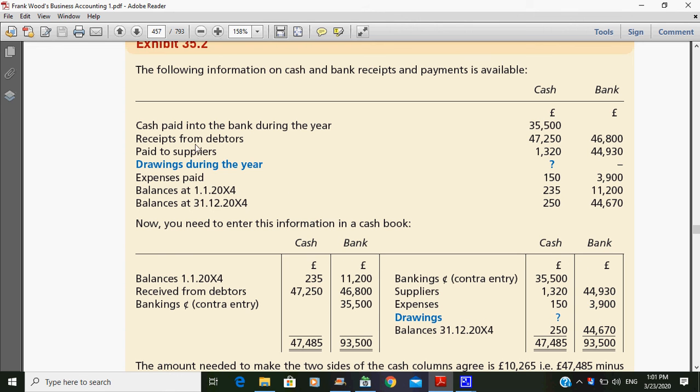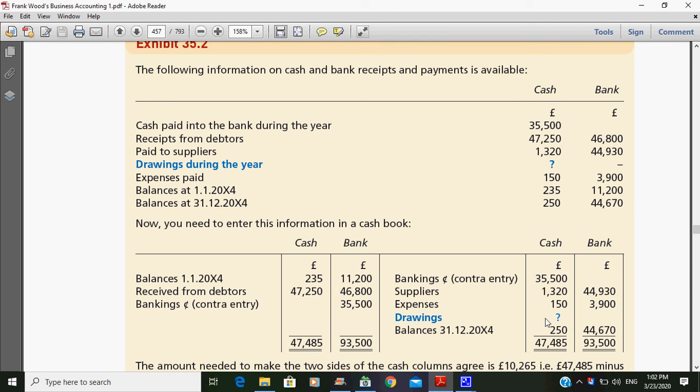Then you have receipts from debtors, which is 47,250 for cash and 46,800 for bank. Money paid to suppliers, which normally would have been credited: 1,320 for cash and 44,930 for bank. Expenses paid, credited as well, 150 and 3,900, cash and bank. Then you have the balances, 250 and 4,460. You put in those figures first and foremost before anything else.